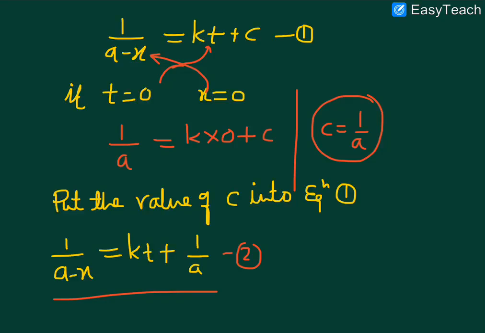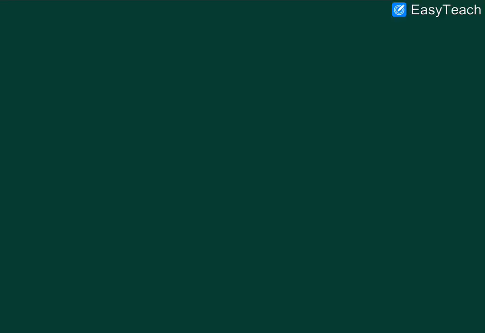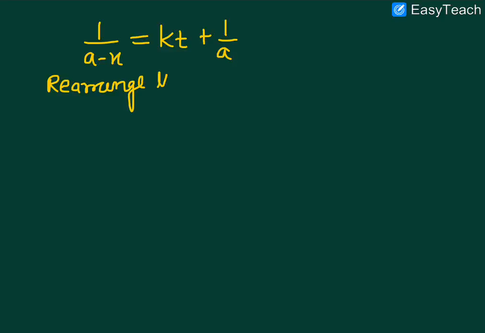Then we can rearrange this equation. We'll again write here: 1 upon a minus x is equal to kt plus 1 upon a. Rearranging this equation, 1 upon a minus x minus 1 upon a is equal to kt.